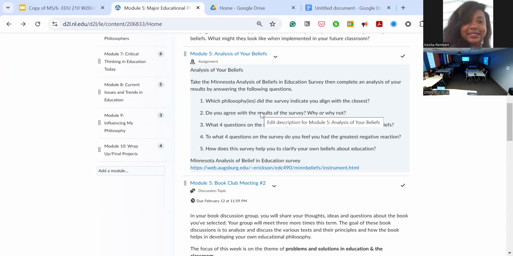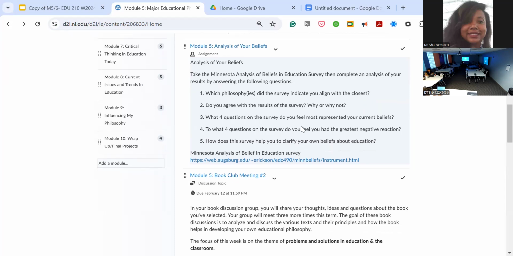Which philosophies did the survey indicate that you aligned to the closest? So which of those philosophies did you have the largest numbers in? Do you agree or disagree with the survey? Why or why not? What 4 questions did you feel most represented your current beliefs? And what 4 questions did you have a negative reaction to?